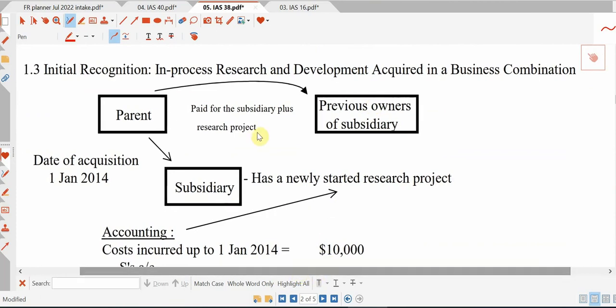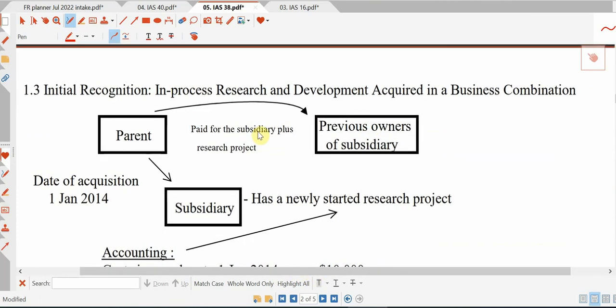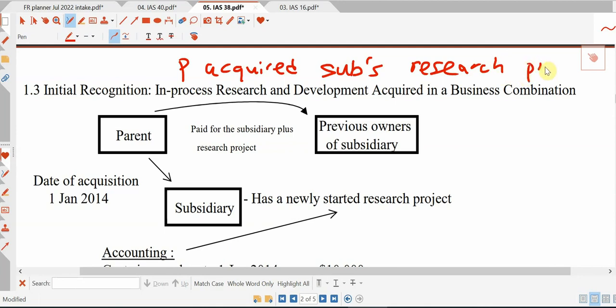What is this? In-process research and development acquired in a business combination. It's quite a long thing here, but in short, it means this. Parent acquired subsidiary's research project. So the subsidiary has a research project and the parent gained control, acquired this.